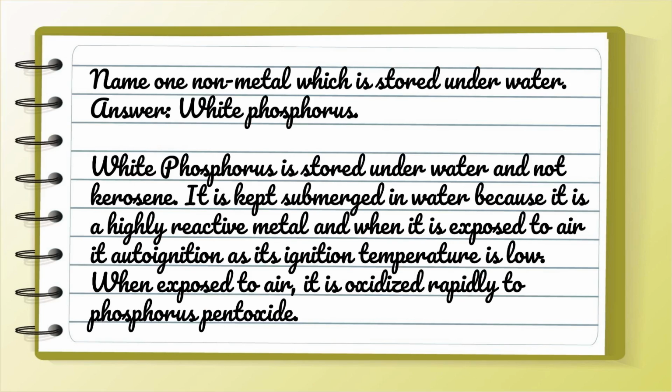Name one non-metal which is stored underwater. Answer. White phosphorus. White phosphorus is stored under water and not kerosene. It is kept submerged in water because it is highly reactive, and when it is exposed to air, there is autoignition as its ignition temperature is low. When exposed to air, it is oxidized rapidly to phosphorus pentoxide.